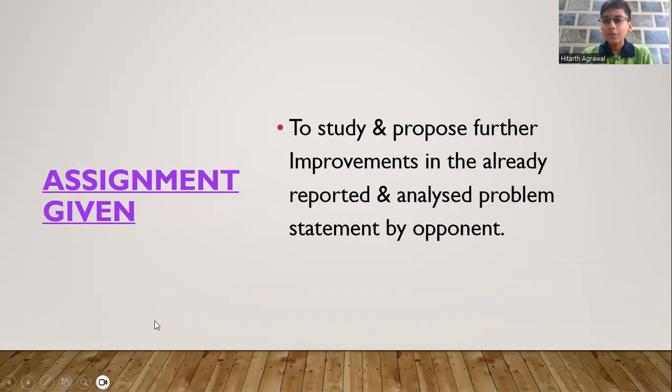First of all, I would appreciate the efforts made by both the reporter and the opponent. I would also like to suggest a few points to be added in the presentation so as to fulfill the task and bring the task to its completeness. The assignment given to me is to study and propose further improvements in the already reported and analyzed problem statement by the opponent.